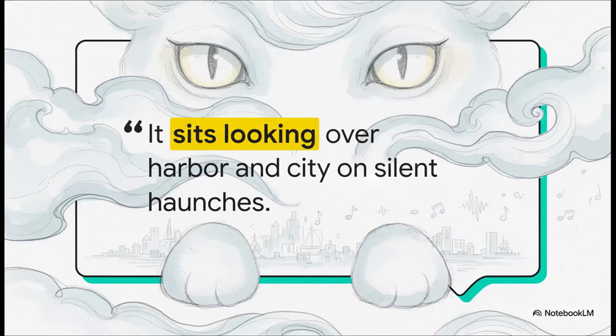Let's read these next lines slowly together. It sits looking over harbor and city on silent haunches. Notice how the fog is being personified here. It's given human-like and animal-like qualities. It looks over the city. It pauses. It covers everything in total silence. This specific image creates such a profound feeling of calmness. The city underneath might be bustling and super loud, but the fog is just above it all, quietly watching.